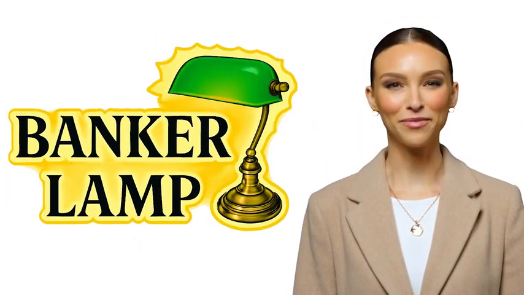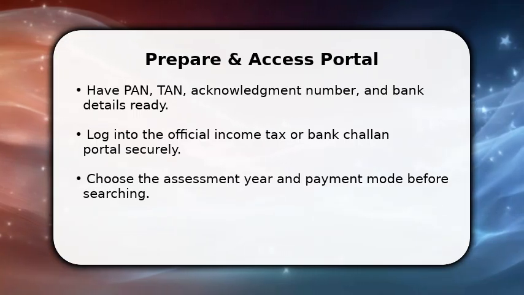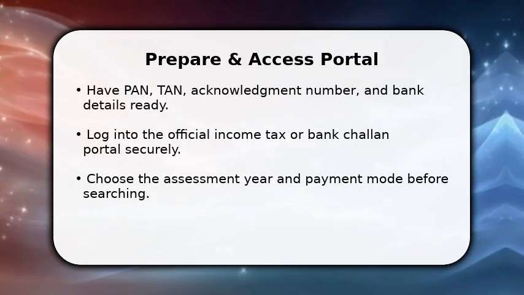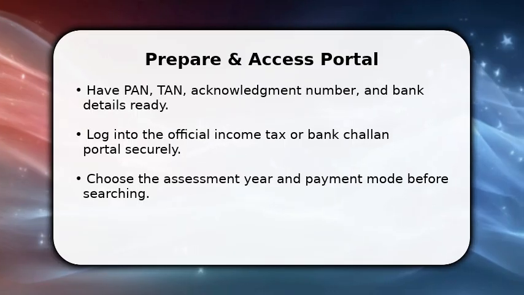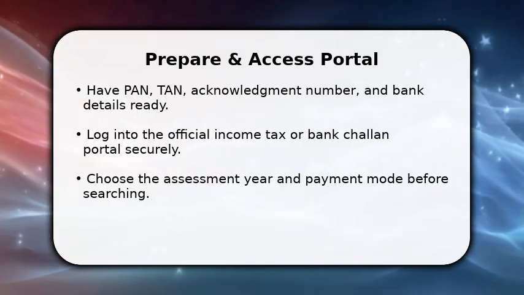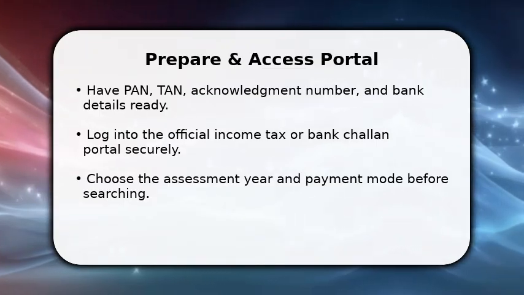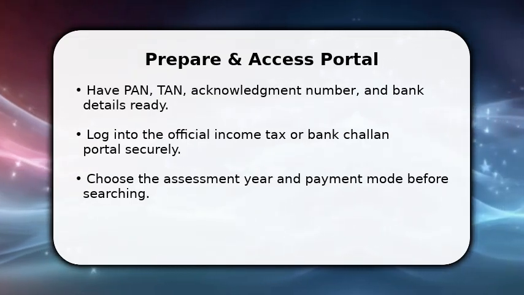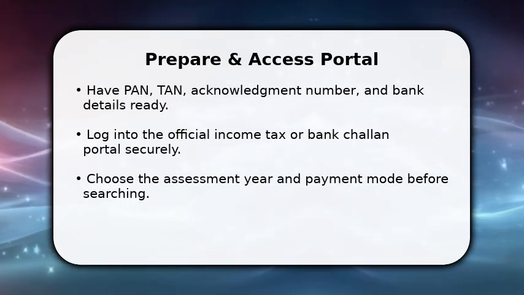Please enjoy the video. You start by preparing identifiers: PAN, Challan acknowledgement or CIN if available, and the bank used for payment. Once done, go to the official tax or bank Challan inquiry page and sign in or use guest search where offered. Make sure to select the correct assessment year and payment mode up front because that narrows results and saves time. You're now ready to run the first search for the paid Challan using those exact details.